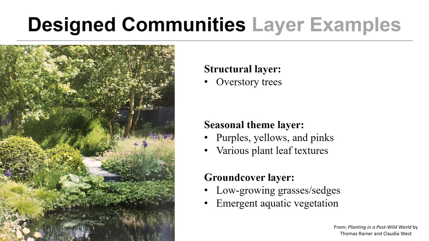And finally, we have our ground cover layer. So things that are low growing, grasses or sedges. In this case, next to this pond, we have emergent aquatic vegetation. So again, we're working with our three layers. We're looking at different plants within them. And depending on what the archetype is, how that's going to work is going to be different.